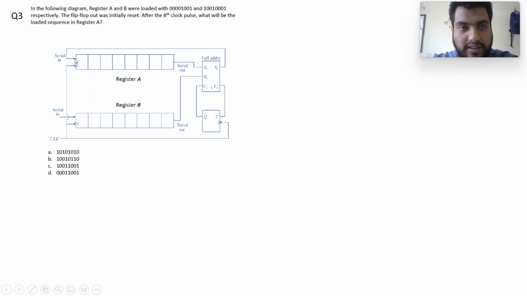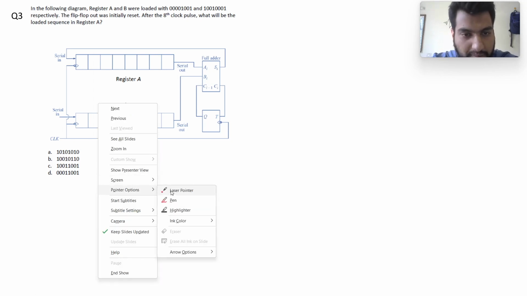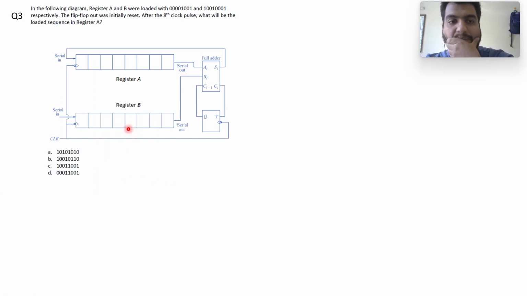So the question has given the conditions on register A and B where the bits were loaded, and also the output was reset. That means Q was equal to 0 for the T flip-flop. Now after the 8th clock pulse, what will be the loaded sequence of register A? So let's first examine the circuit. What is happening there? We have this register A and we have this register B. So serial in, serial output register, serial in, serial output register.